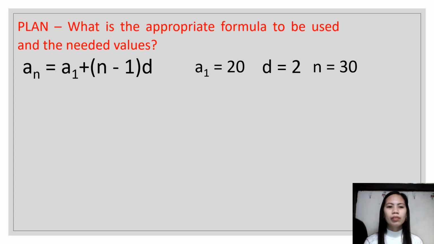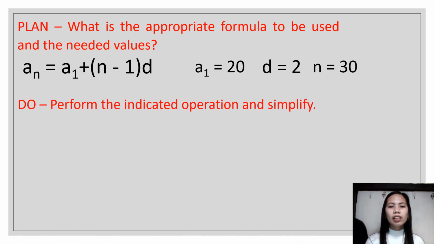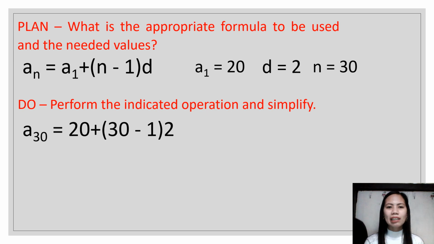Okay, next step. After ng C, nag-plan, meron tayong formula. Of course, do. Perform the indicated operation and simplify. Okay, let us substitute the values. So, by substitution, we have A sub 30 equals 20 plus, yung n natin sa given is 30. So, substitute nyo, minus 1 times yung common difference which is 2. So, una natin isa-solve yung 30 minus 1. That's why we have 20 plus 29 times 2.